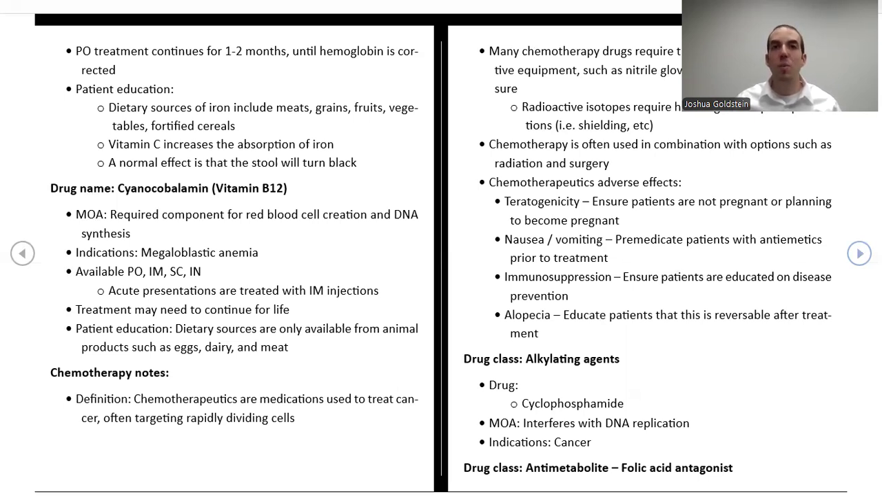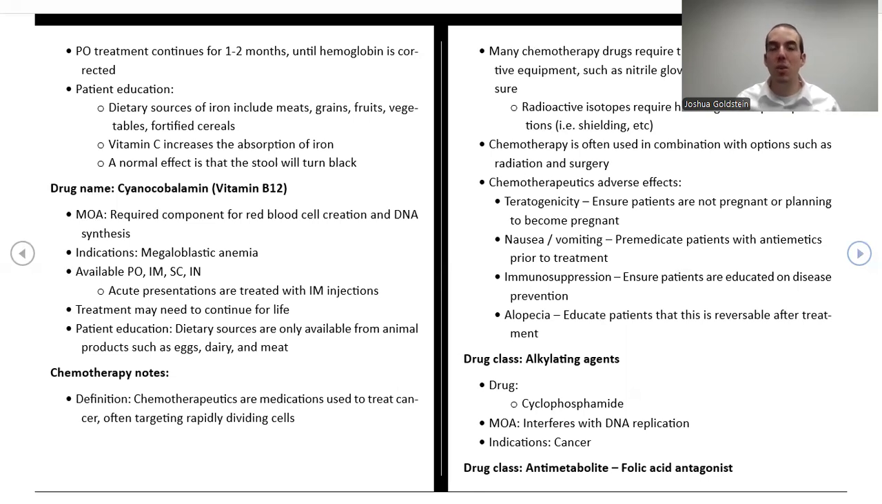Next, we have cyanocobalamin, which is vitamin B12. This is what we're going to use to treat B12 deficiency anemia. The mechanism of action here is that it's a required component of red blood cell creation and DNA synthesis. Now, what do we use this for? We use it for megaloblastic anemia, which is B12 anemia. This is available PO, IM, sub-Q, and intranasal.